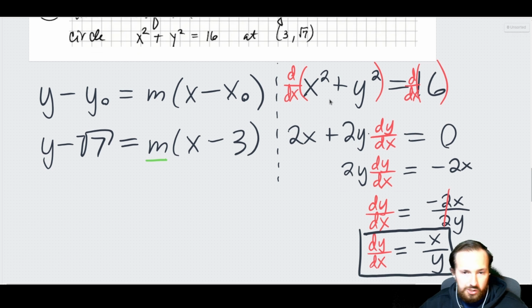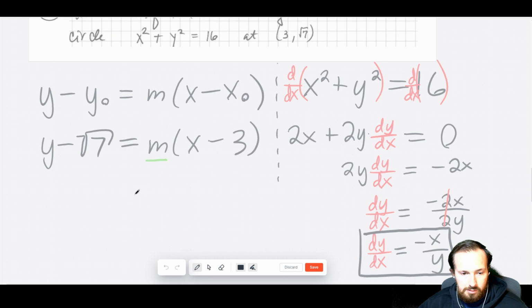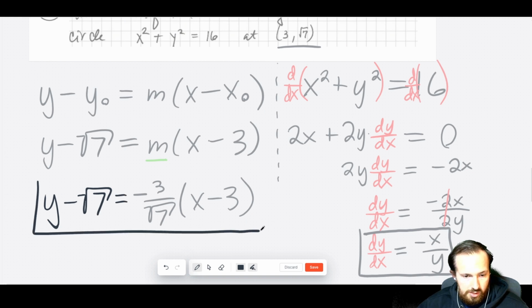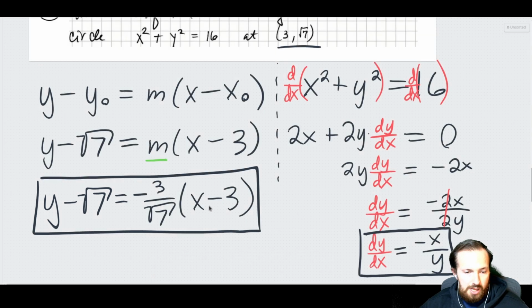Now, what point are we actually dealing with here? 3 comma square root of 7. Therefore, at this specific point, hopefully it makes sense that the slope will be negative 3 over square root of 7. We're just plugging in this x coordinate and this y coordinate into the derivative equation to find our slope at that point. So there we go. That's how we get this. I'll just rewrite this real quick. So this is the equation in point slope form of the tangent line to the curve at this point.